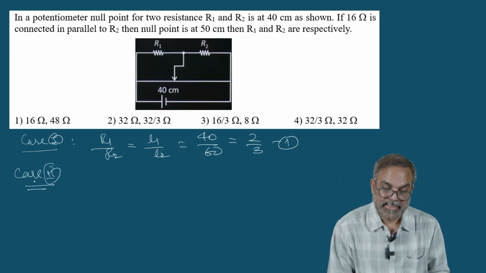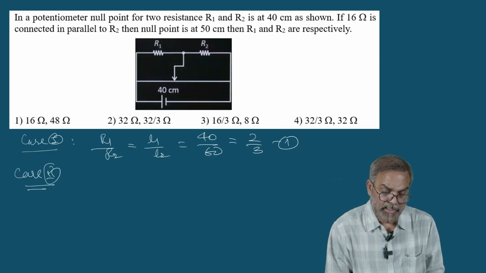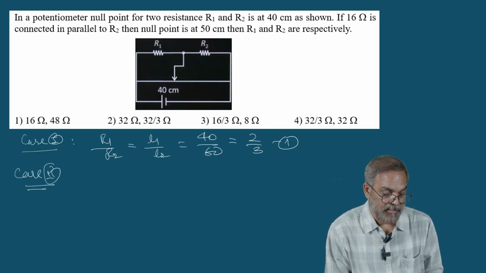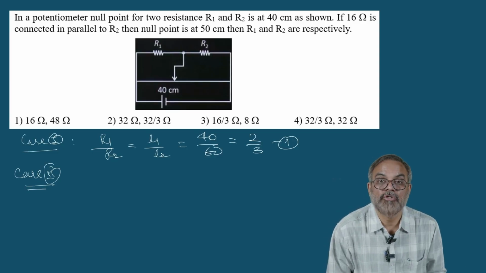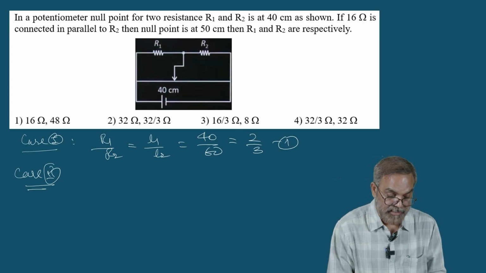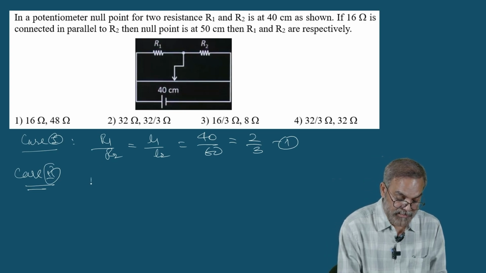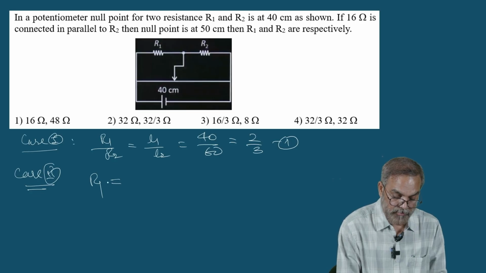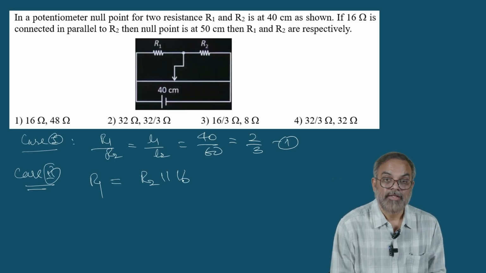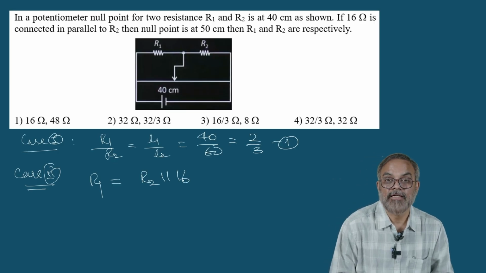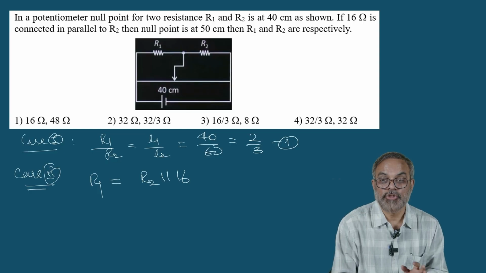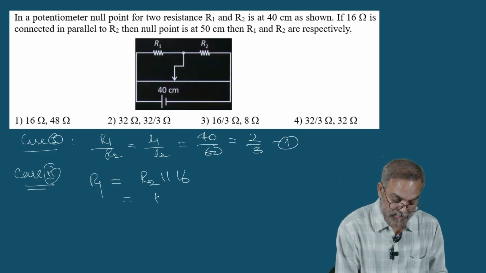Now the question says that if 16 ohm is added or connected in parallel to R2, now the null point is at 50 centimeter. So that means this R1 will be equal to the equivalent of R2 in parallel with 16 ohm. Why I'm saying it is equal? Because null point is 50 centimeters, so the ratio will be 1:1. So that means it is 16 R2 over 16 plus R2.